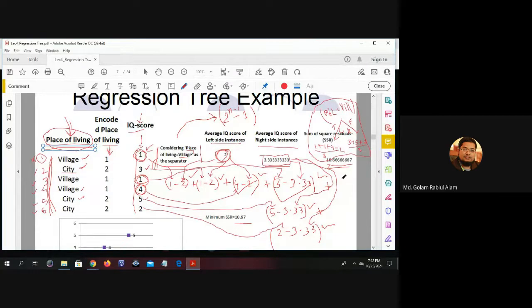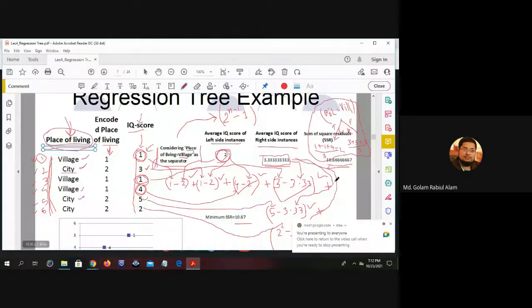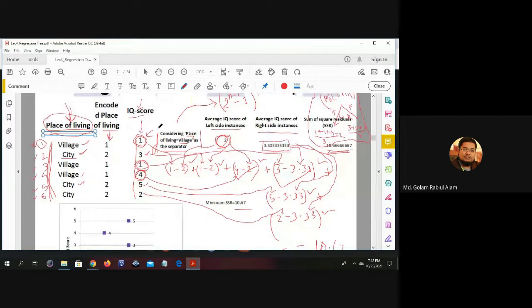That means in this case you will get 10.67 as the sum of square residuals, that means error. Now here there is just one separator. If we have multiple separators, then we have to see which one is the minimum. But here, since there is just one separator, we can easily say that 10.67 is the minimum one for place of living.